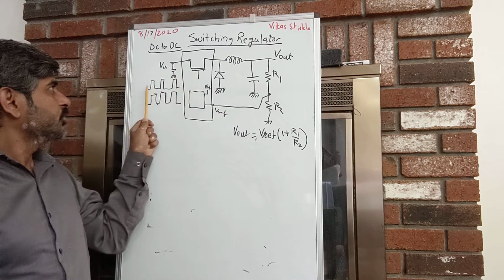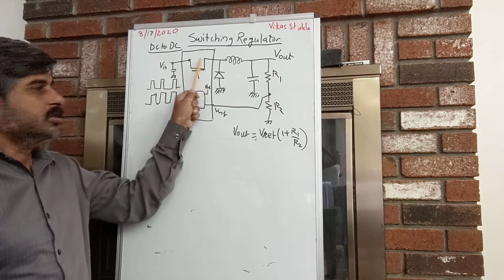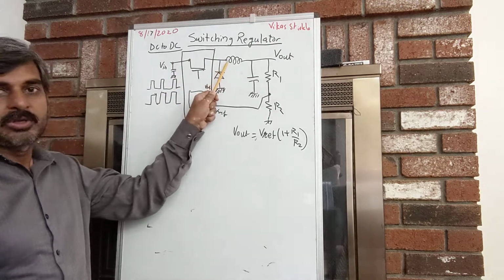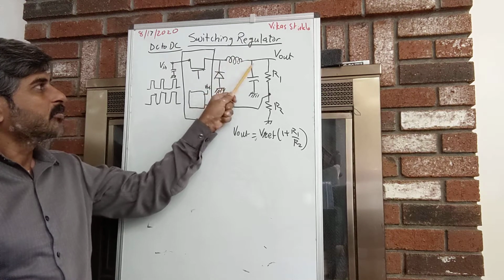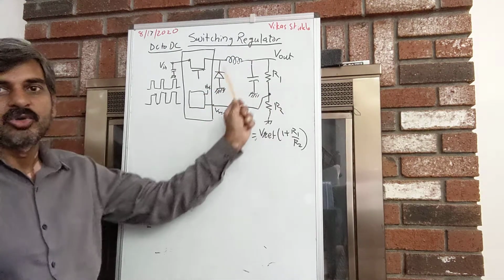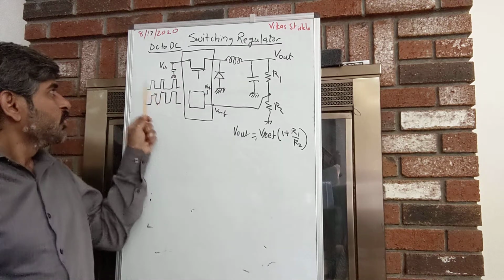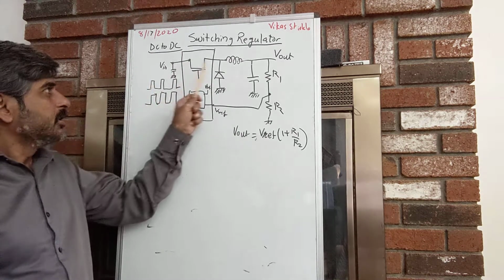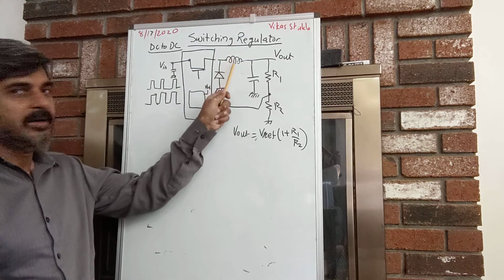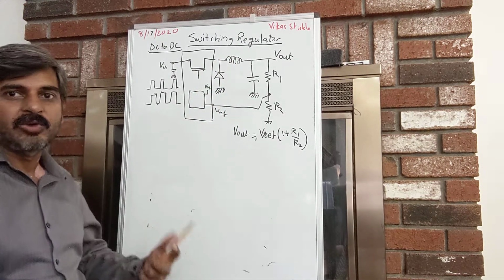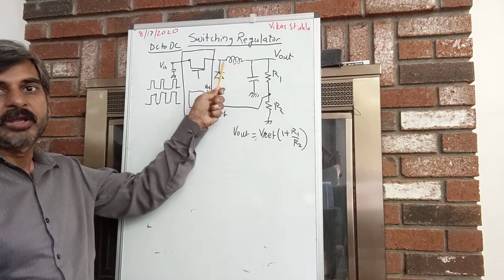What happens is, when this pulse width is high, the transistor turns on, charging this inductor as well as providing current to our output circuit. And then when it's turned off, this whole circuit gets disconnected, and the inductor's magnetic field collapses. As a result, there is a back EMF, and this point gets a negative voltage.